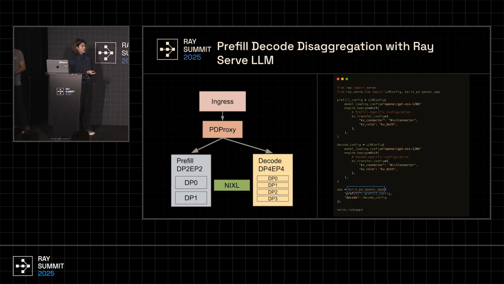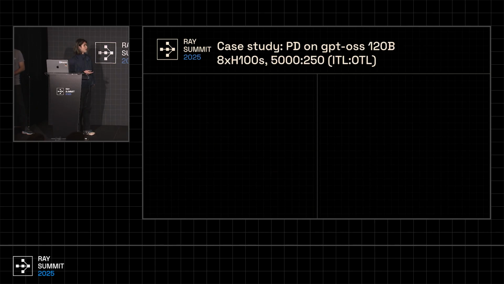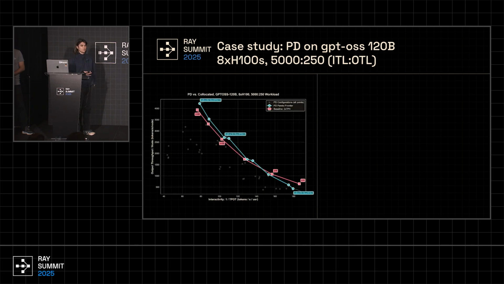And in Ray Serve LLM, we have a builder pattern for this. On the top right, you have the prefill config. This can specify your replica ratio, and any particular engine keyword arguments you might want for prefill, independent from decode in the bottom. And then we have a builder that you can use out of the box to put them together and serve the application. And our goal is to really commoditize this and make this pattern available to anybody that wants to use it. So what does the performance look like when we actually try this?